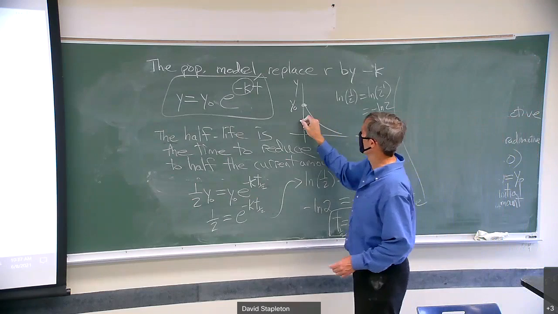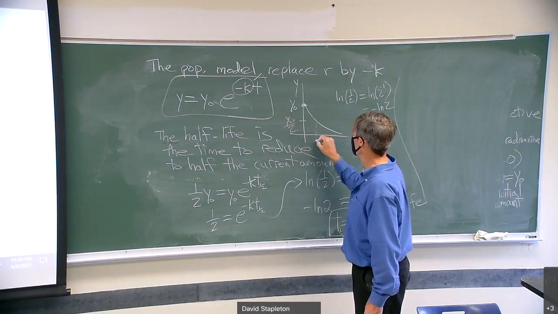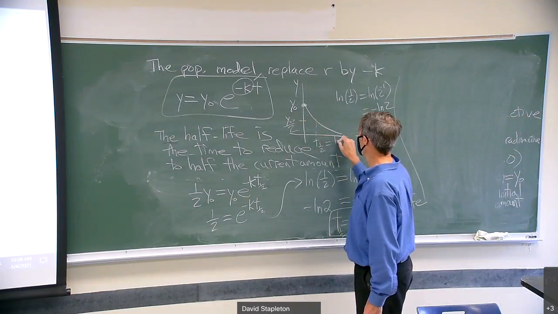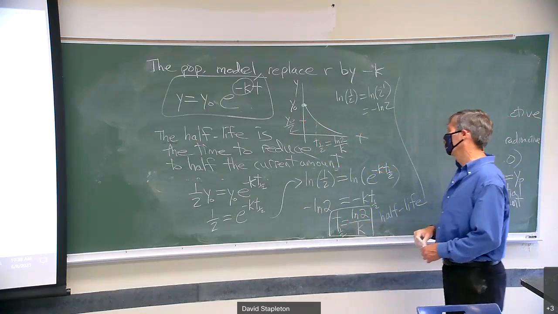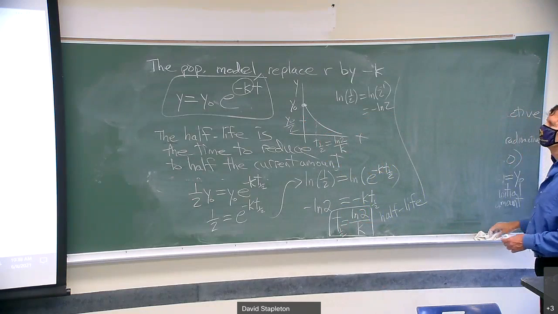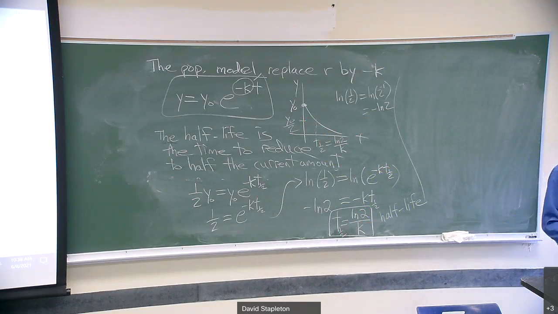So if that's Y0, here's Y0 over 2. Right here at T1 half equals 2 divided by the decay rate. Fun. And so it just shows you what you do with mathematical models.